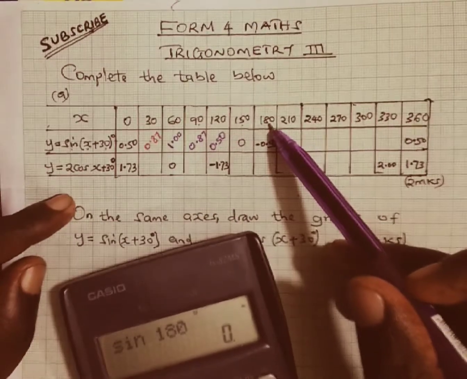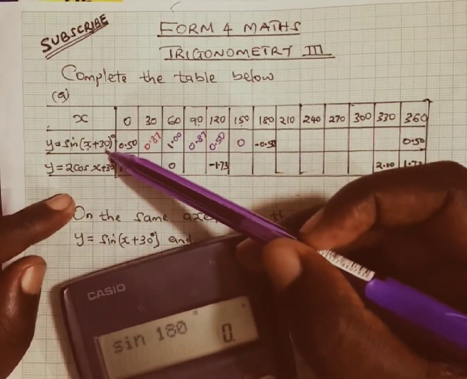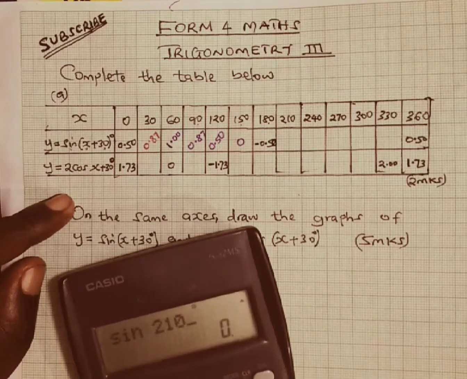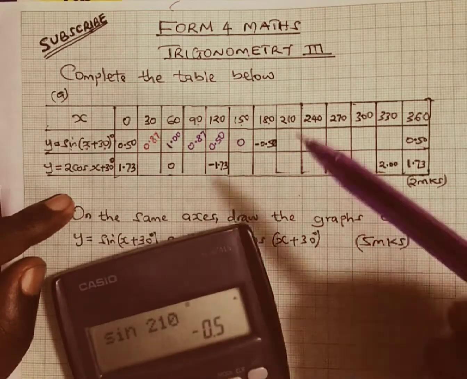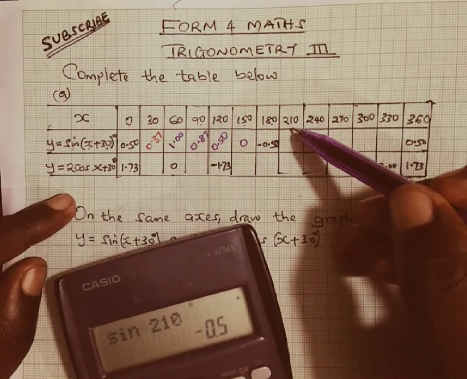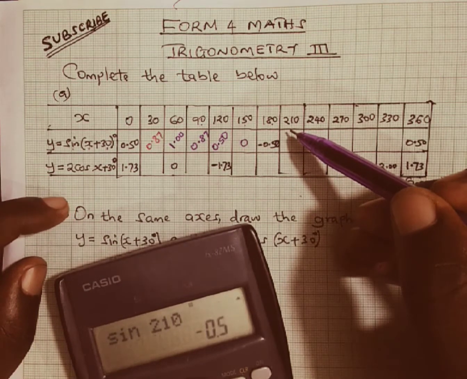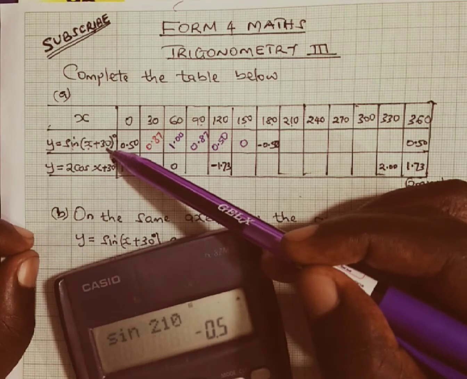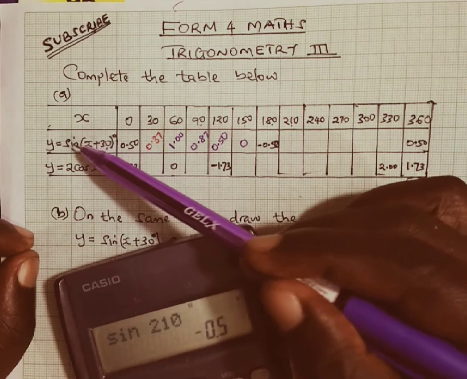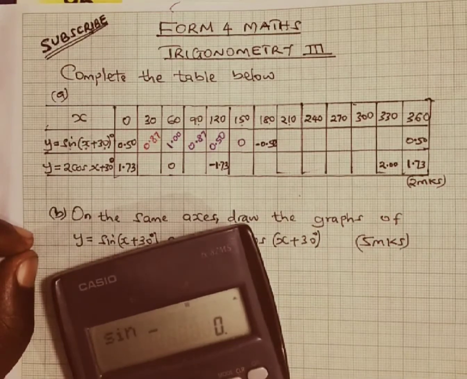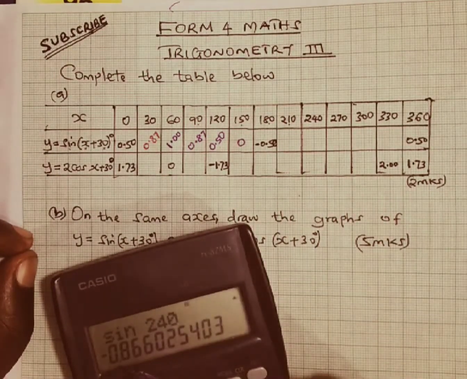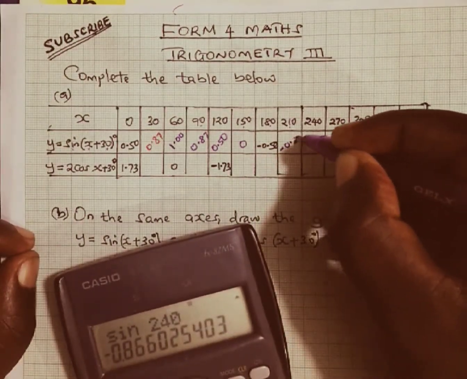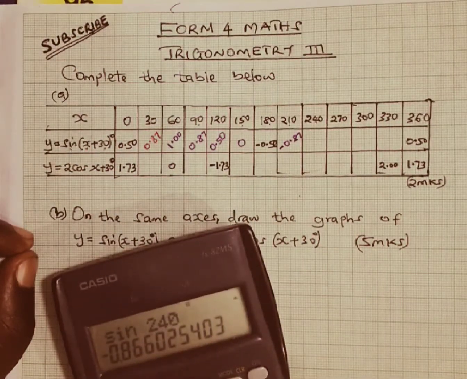Then next we have 180 as our x. So 180 plus 30 will give us 210. So we are going to press sine 210, and that gives us negative 0.5, which is already here. So we move forward to 210, and if x is 210, we add 30 to give us 240. So we press sine 240, and the sine 240 will give us negative 0.866, which is the same as negative 0.87, correct to 2 decimal places.